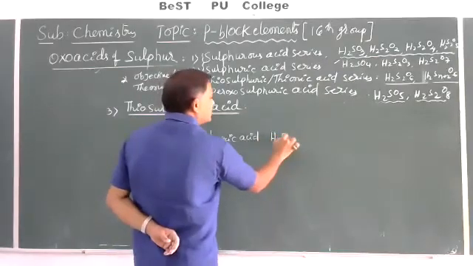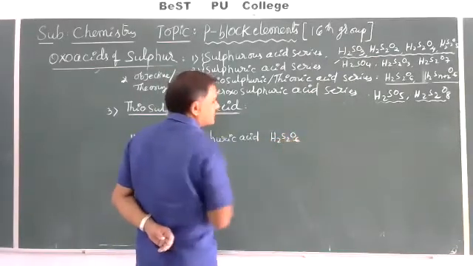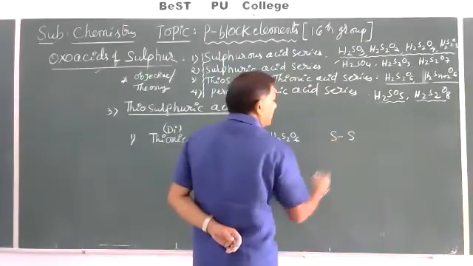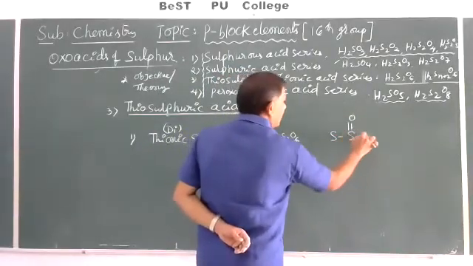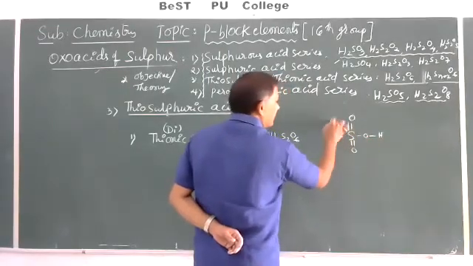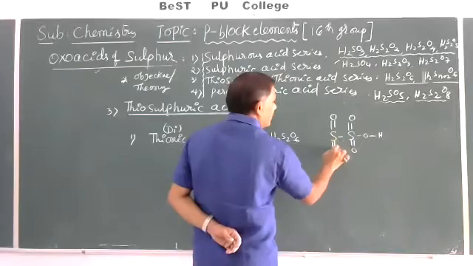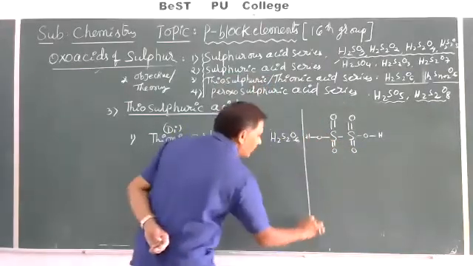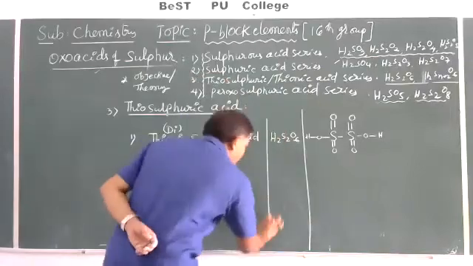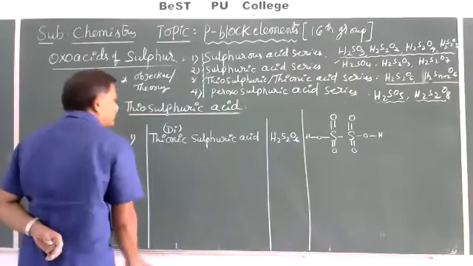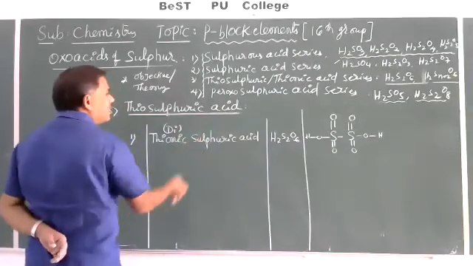Formula is H2S2O6. Your S–S linkage, S double bond O, bond OH, and here double bond O, three clear, and here the double bond O like this. This is the structure of dithionic acid, or thionic sulfuric acid series, or thionic acid.